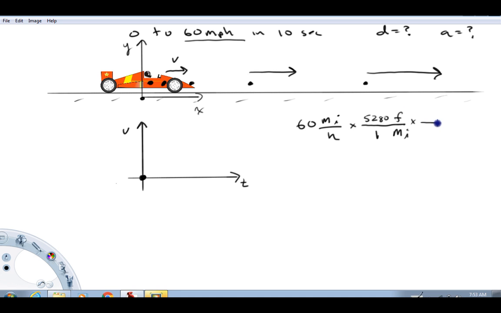What I'm going to do is multiply by another conversion factor to convert the hours into seconds. So our next conversion factor has to have hours up top, seconds in the bottom, so that the hours will cancel.